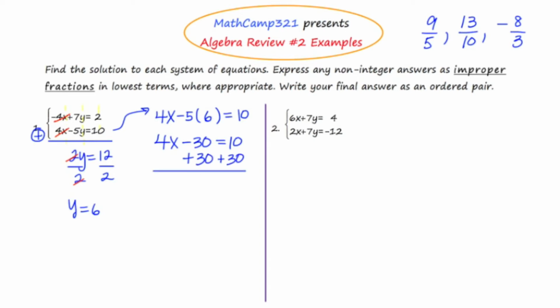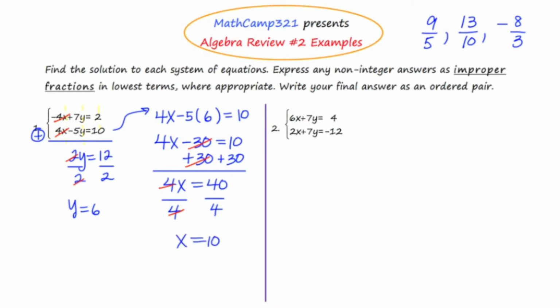In doing this, the negative 30 and 30 will cancel out. So now I'm left with 4x equals 40. Dividing both sides by 4, the 4's will cancel out. So I'm left with x equals 40 divided by 4, or x equals 10.